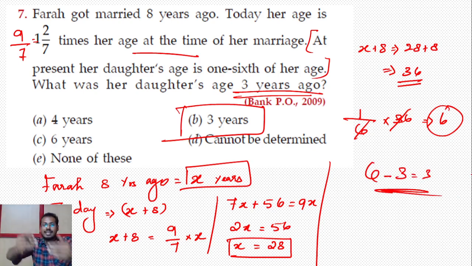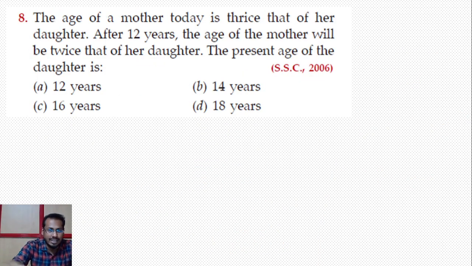So step by step, whatever they say, we need to do it. Times means multiply, ago means subtraction, after means addition. Do it one by one and you will get the answer. I hope you guys understand this. Let's move to the next question.